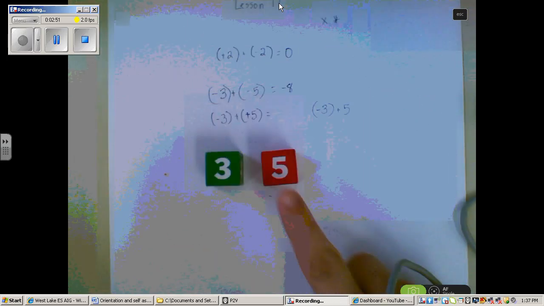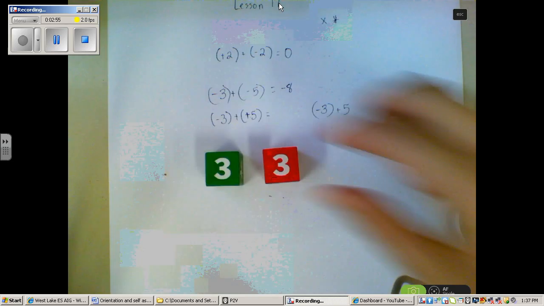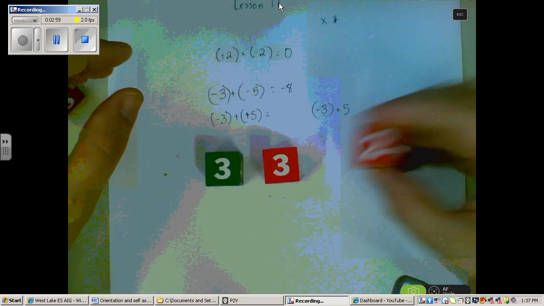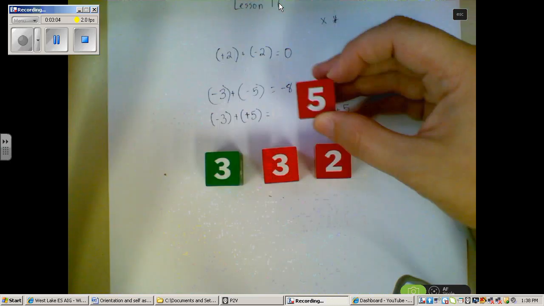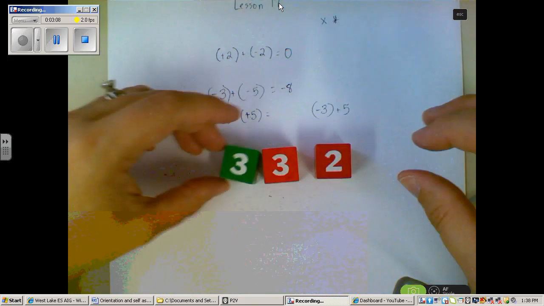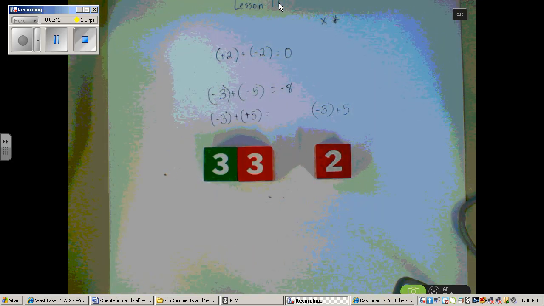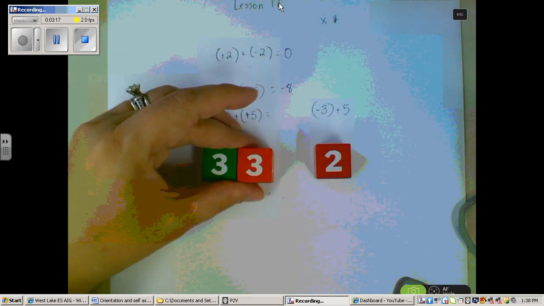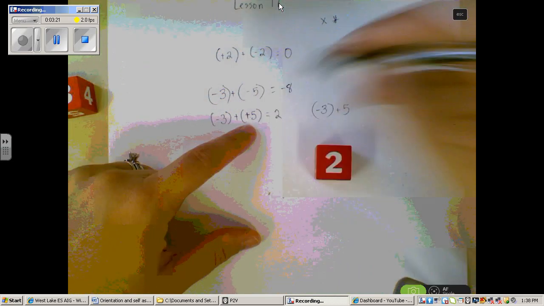You can either break this 5 up so that you have a 3 and a 2, because 3 plus 2 equals 5. We all agree that that's the same. Well, now we have opposites, and just like before, you could take away opposites X and star. Since I know these are opposites, I can take them away, and I know that negative 3 plus 5 is 2.